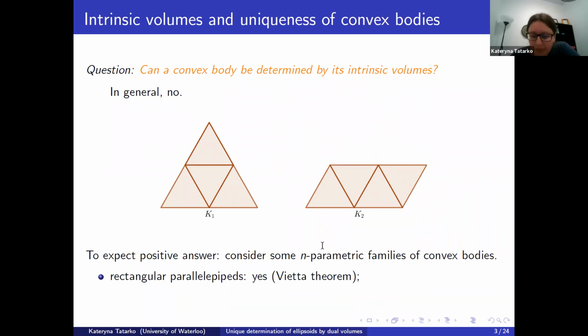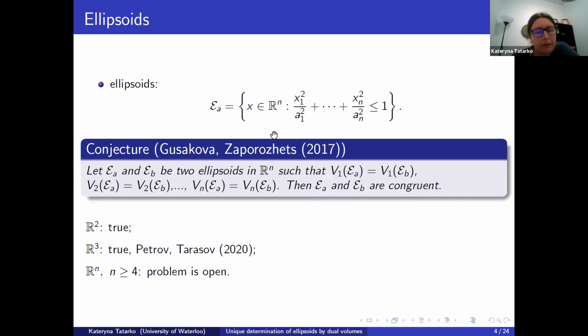Another family, which will be the family that we will be interested in during the talk, is the family of ellipsoids. Throughout the talk, we will be considering ellipsoids that are centered at the origin and whose semi-axes are aligned with the coordinate axes. So the ellipsoids are also defined by n parameters, which correspond to their semi-axes.